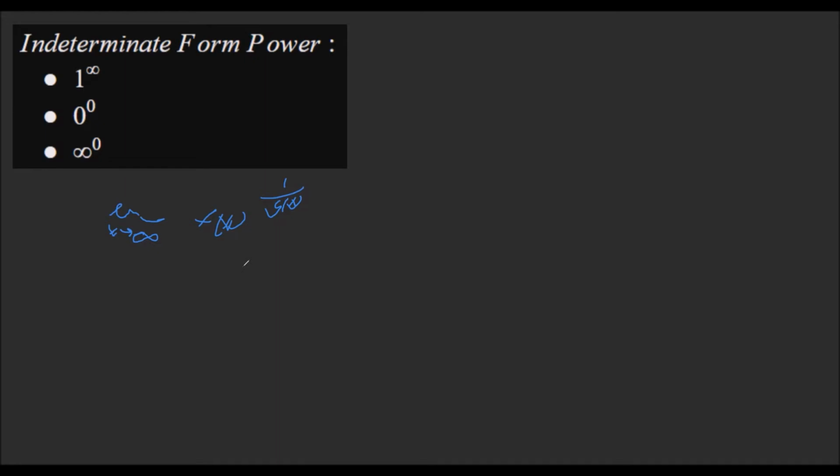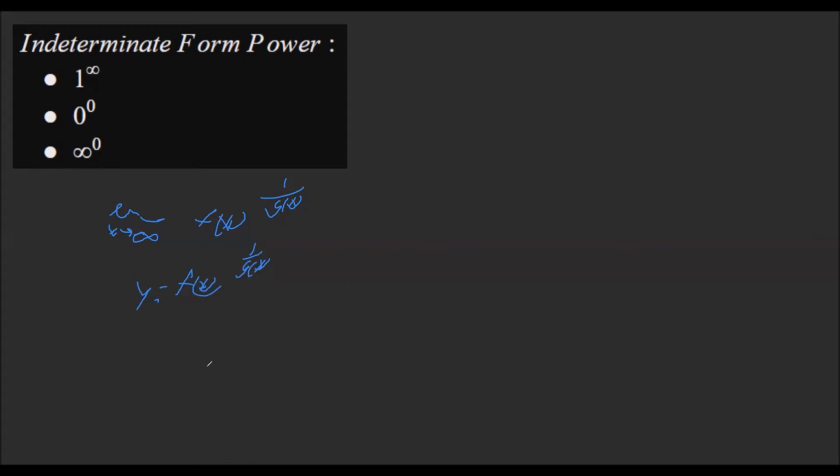As I've said multiple times, in order to use L'Hopital's rule, you have to have an indeterminate fraction, or at least that's how you can employ it. You can use it on any indeterminate function. However, it has to be in fraction form. And so we're going to change this to fraction form. What we're going to do is say that y is equal to f of x to the power of 1 over g of x.